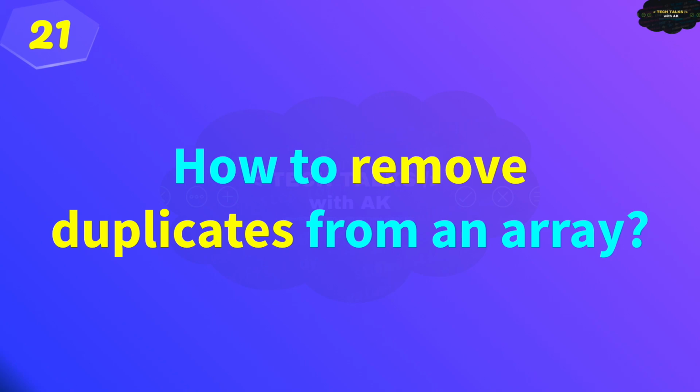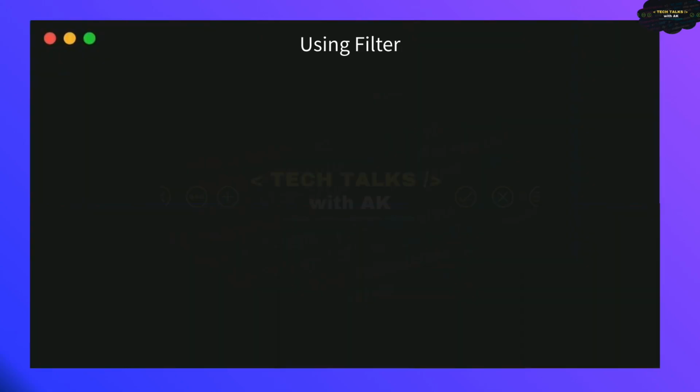How to remove duplicates from an array? There are several possible ways of eliminating duplicates from an array. Here in this video, we are going to see the 3 most used ways of removing duplicates from an array. The first one is using filter. It is possible to remove duplicates from an array in JavaScript by applying filter to the same.